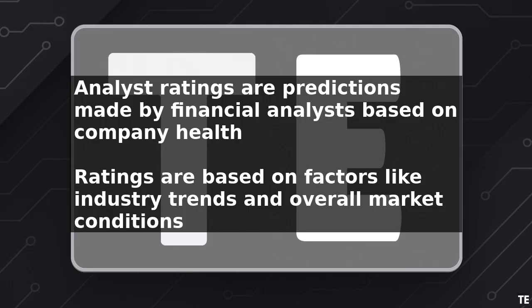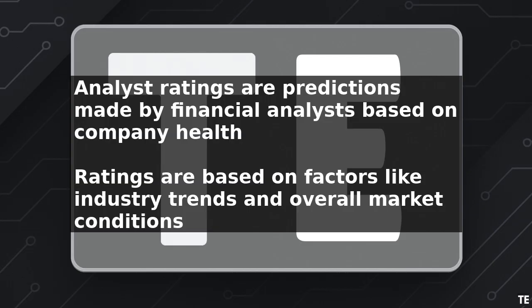There are several types of analyst ratings, including buy, sell, and hold. A buy rating indicates that the analyst believes the stock will perform well and is a good investment opportunity. A sell rating, on the other hand, indicates that the analyst believes the stock will perform poorly and is not a good investment opportunity. A hold rating indicates that the analyst believes the stock will perform in line with the market and is not a particularly good or bad investment opportunity.